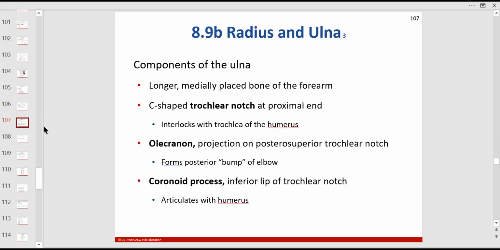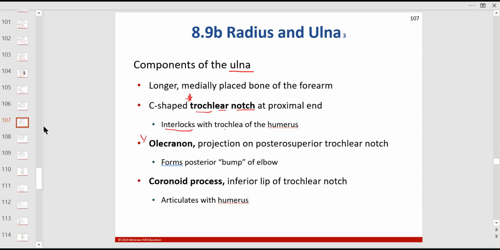So here's the ulna. And you pretty much have to know all these parts. The trochlear notch is just a space, right? It's just a space. And you'll see that because the trochlear notch is what's going to be in contact with the trochlea of the humerus. So it's interlocking, kind of like a wrench. So the ulna is the wrench. The trochlea is the nut or bolt that you're actually turning through that hinge joint. Of course, it doesn't move.